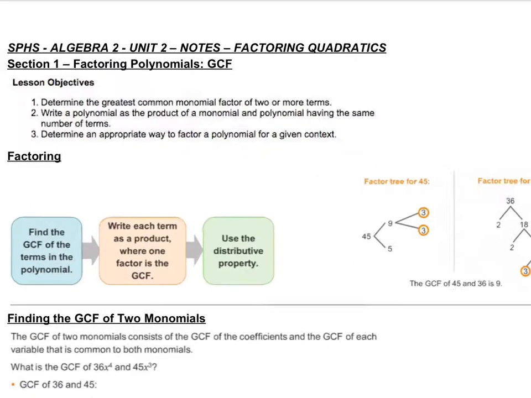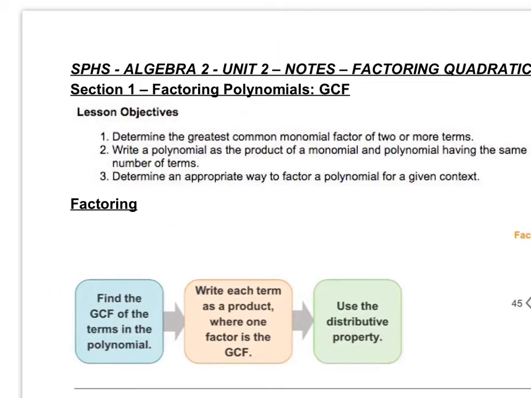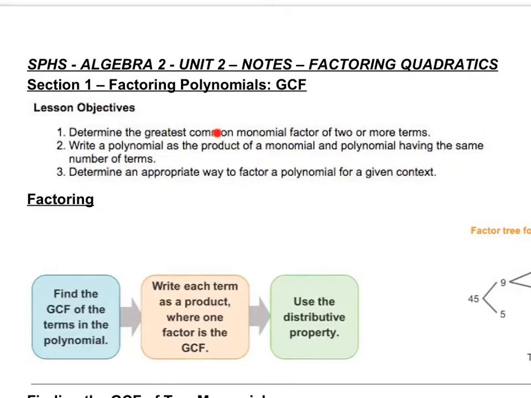So the first thing we want to talk about is factoring polynomials and factoring the greatest common factor, GCF. We want to determine the greatest common factor, or the greatest common monomial factor, of two or more terms. We want to write a polynomial as the product of a monomial and a polynomial having the same number of terms. And then we want to determine an appropriate way to factor a polynomial for a given context.